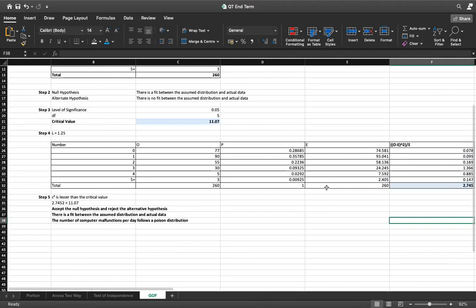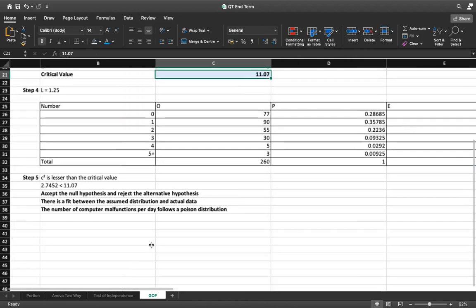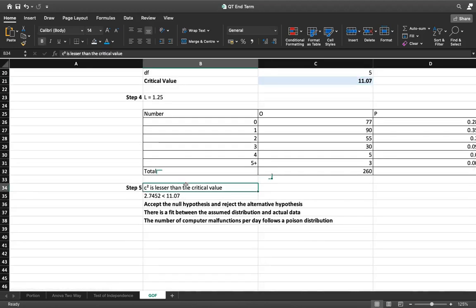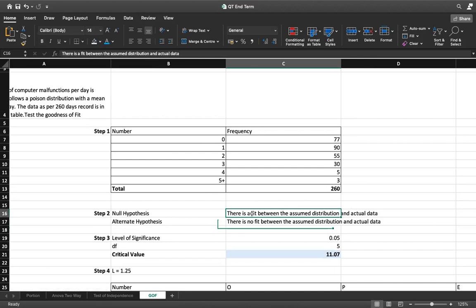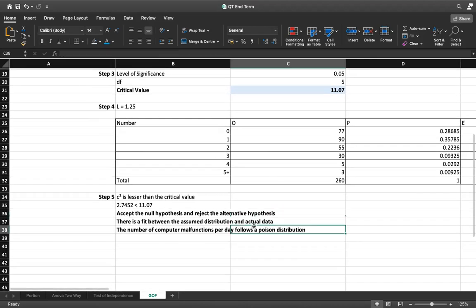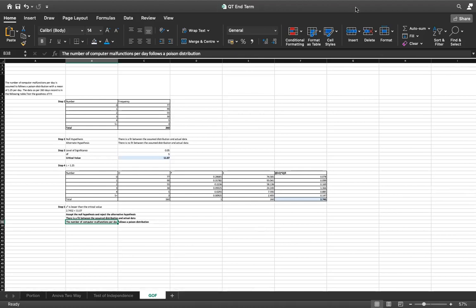Now we see that our chi-square value is 2.7 and our critical value is 11.07. So obviously 2.7 is less, which means my chi-square value is lesser than my critical value. So we can now say that it lies in the acceptance region, so we accept the null hypothesis. The null hypothesis was that there is a fit between the assumed distribution and actual data, so that holds true. The end goal was to figure out whether the number of computer malfunctions per day follows a Poisson distribution, and it does. And that is the end.